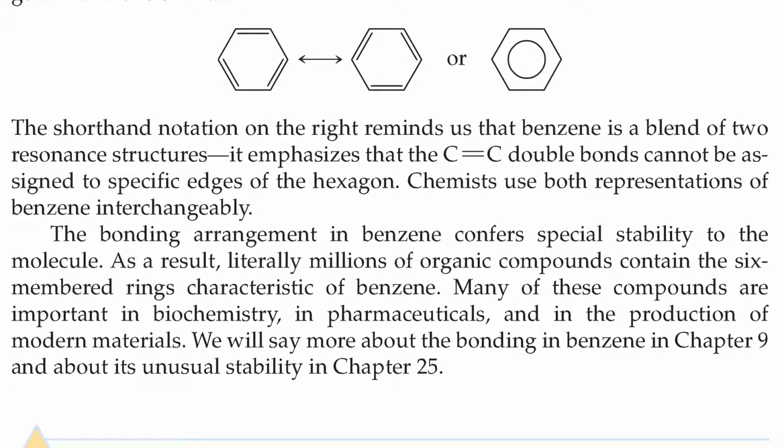The bonding arrangement in benzene confers special stability to the molecule. As a result, literally millions of organic molecules contain the six-member ring characteristic of benzene. Many of these compounds are important in biochemistry and pharmaceuticals and in the production of modern materials. We'll say more about the bonding of benzene in Chapter 9 and its unusual stability in Chapter 25.